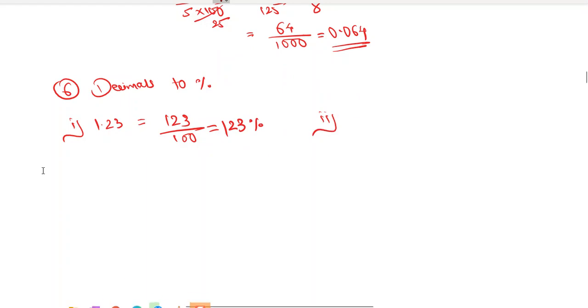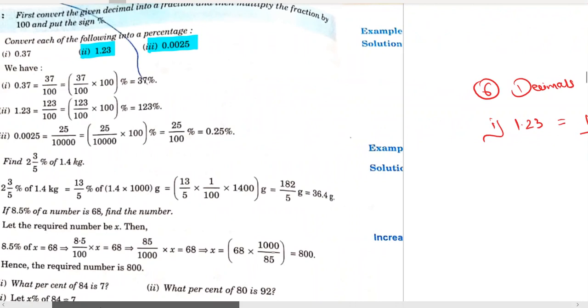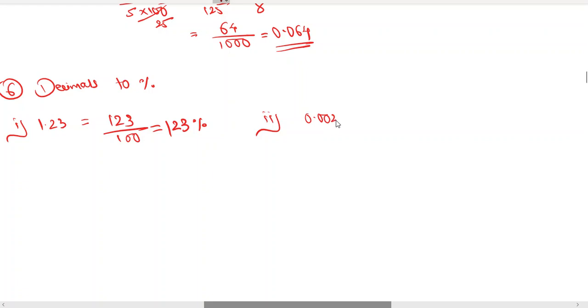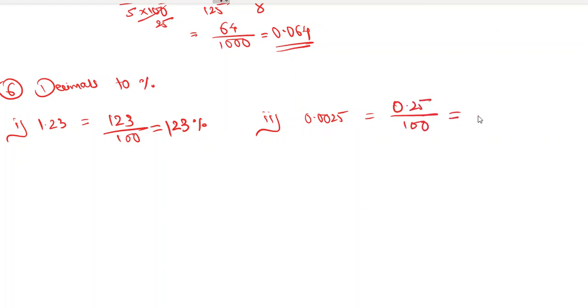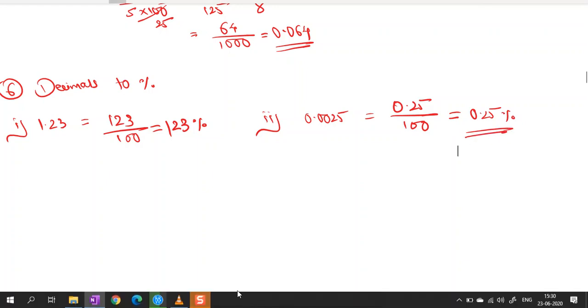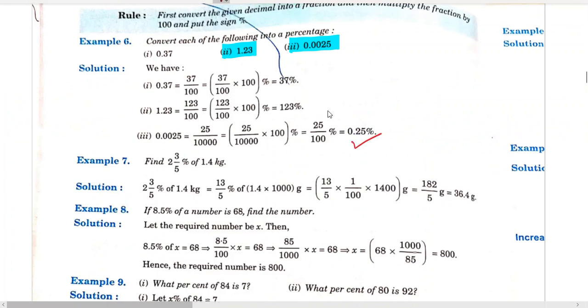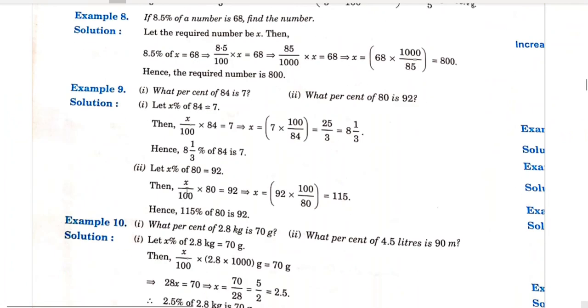And the second one was 0.0025, which can be written as 25 upon 10,000. Whoa, 25 upon 10,000, right? So basically we can write it as 0.25 upon 100, because we already have 100 in the denominator. So 0.25 percentage. Let's check the answer. 0.25%, 123%. Absolutely correct.